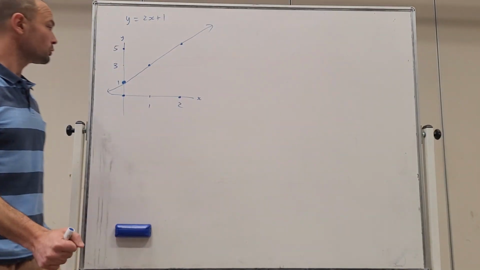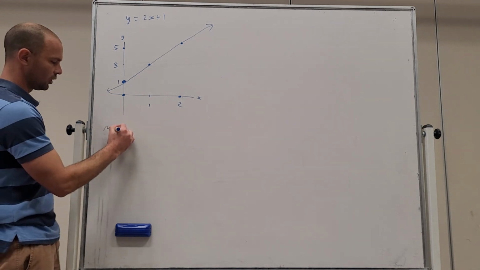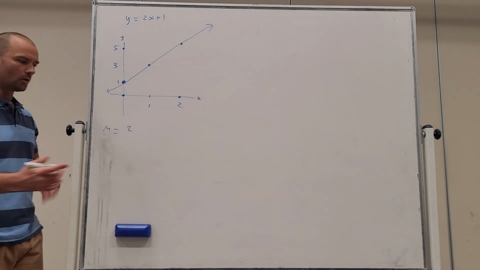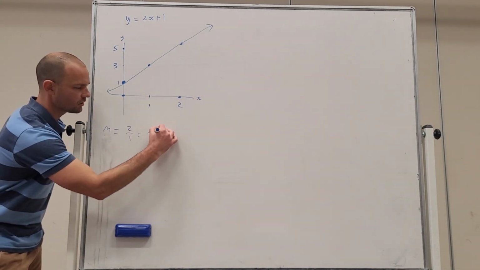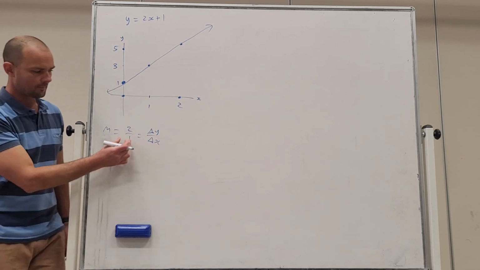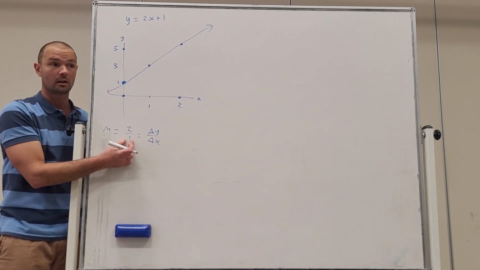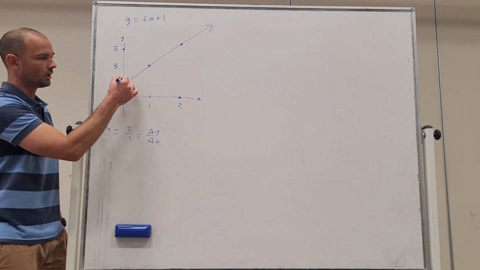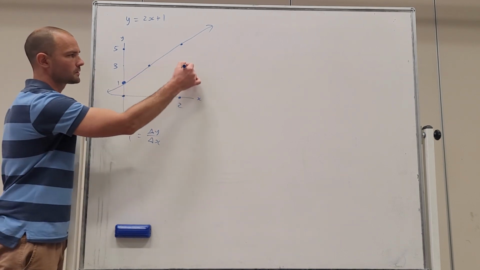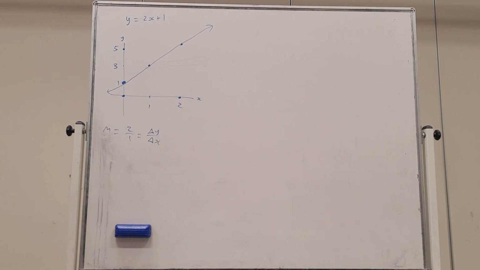What does a slope of 2 mean? If we have a slope of 2, always think about slope as a fraction. It's change in y on change in x. It means as you go across 1, y goes up 2. Across 1, up 2. Across 1, up 2. There's our equation of the line, sketched beautifully.